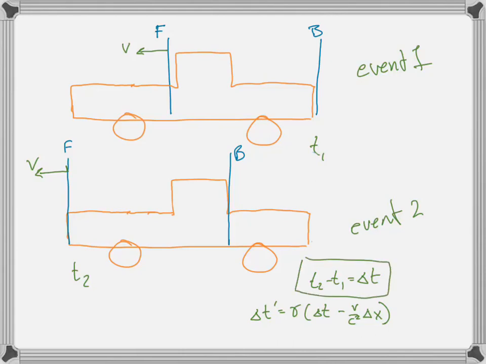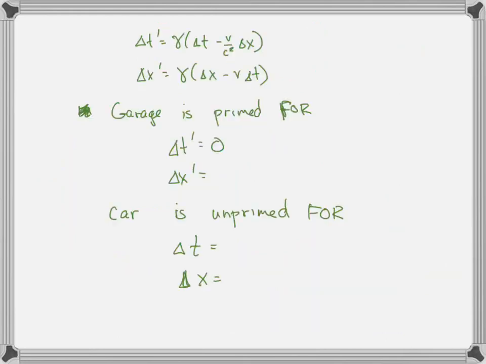Whereas the time between those two events, when we looked at it from the garage's frame of reference, was delta t prime equals 0. Those two things happened at the same time. We know they have to happen at a different time now, hence the two things don't need to be the same size. And we can actually find the relationship by looking at the Lorentz transformation. So let's go ahead and see what the Lorentz transformation tells us.